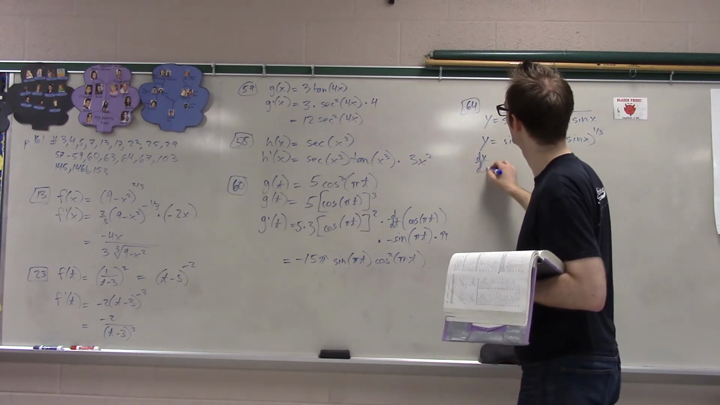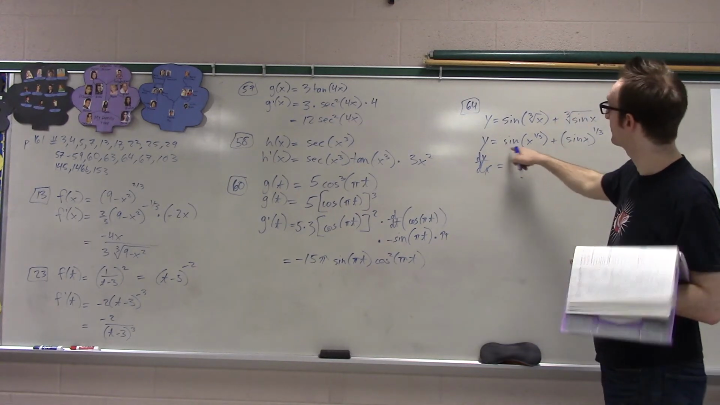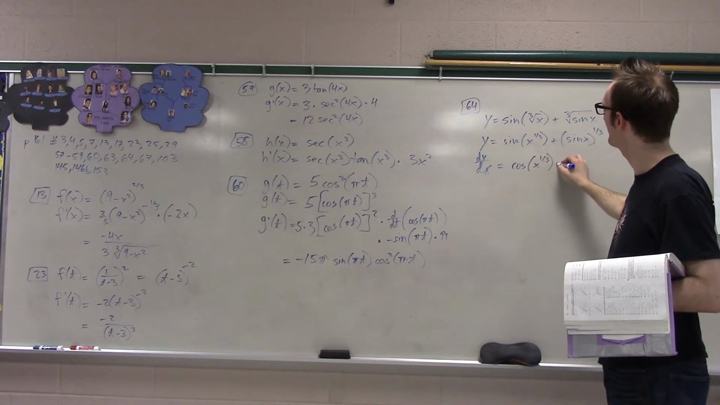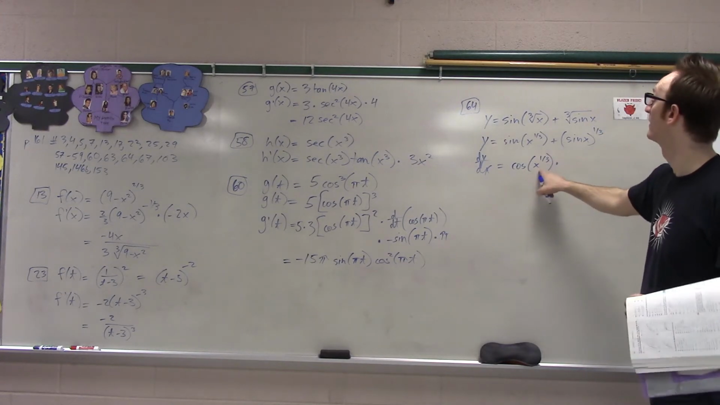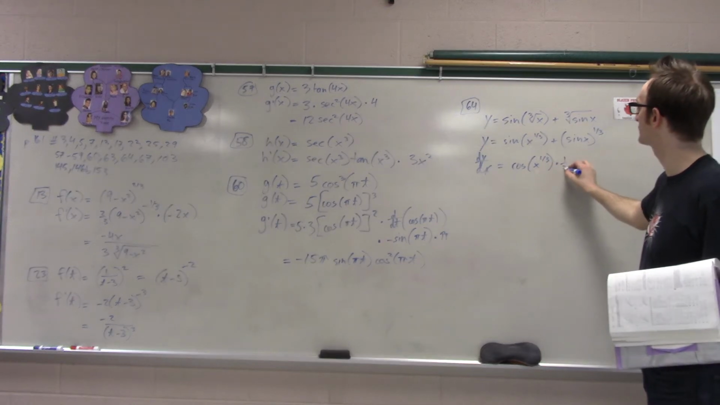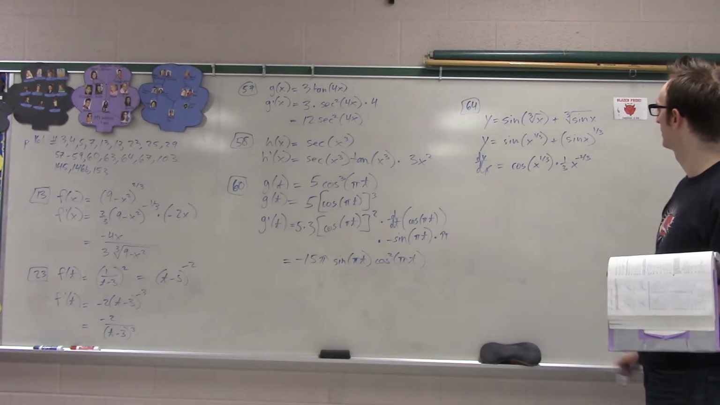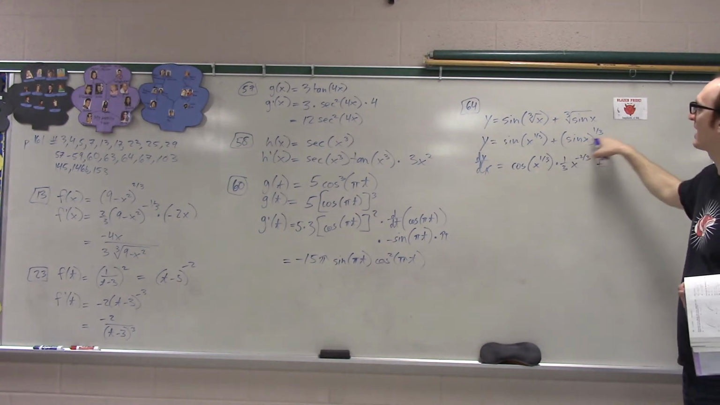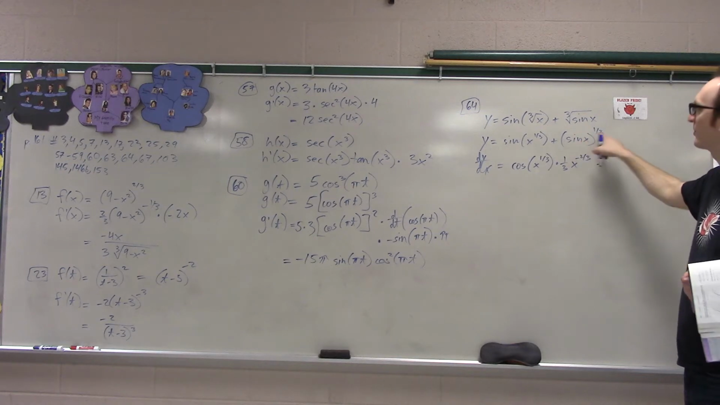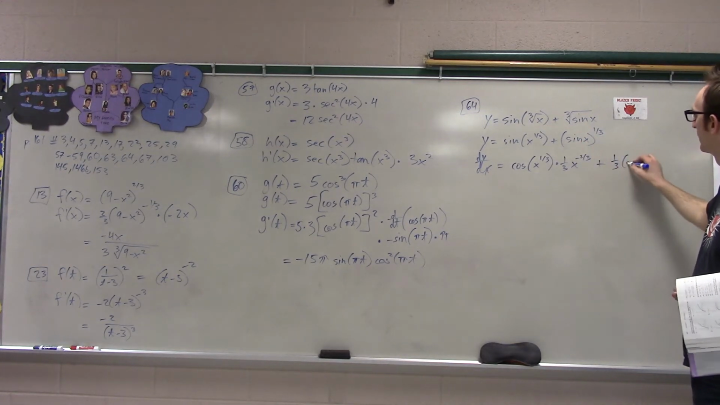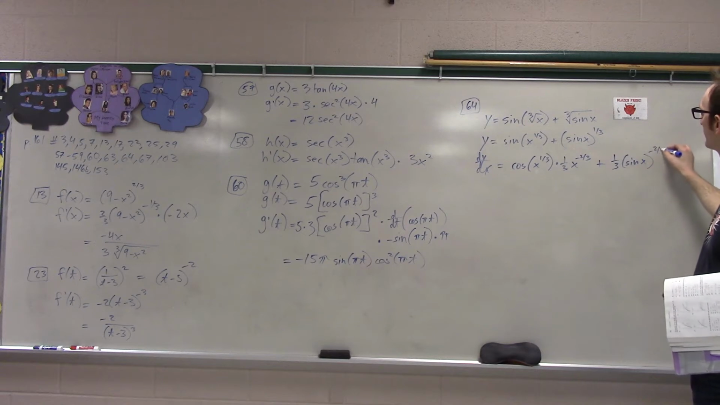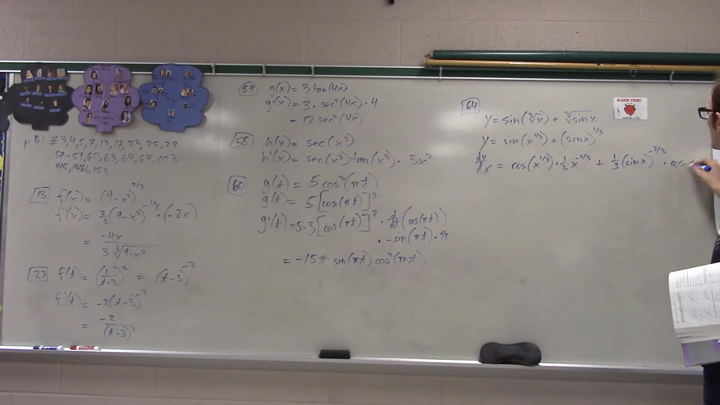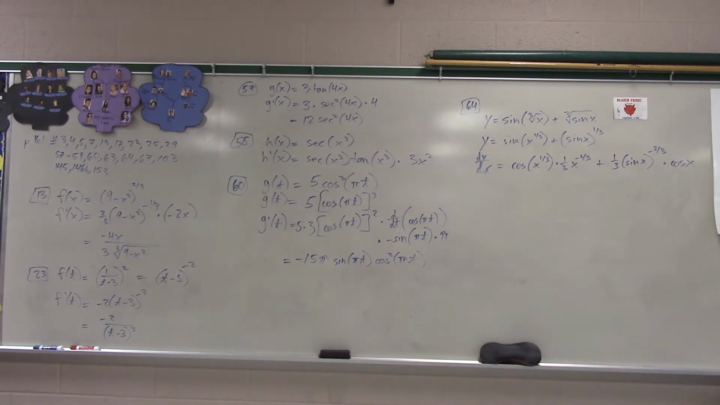So what is dy dx? Dy dx is going to be, well, the derivative of sine of something is cosine something, back inside for the derivative of the something. And the derivative of x to the 1/3 is 1/3 x to the negative 2/3. Okay, plus I have to differentiate sine x to the 1/3. So the derivative of something to the 1/3 is 1/3 something to the negative 2/3, back inside for the derivative of the something, and the derivative of sine is cosine.